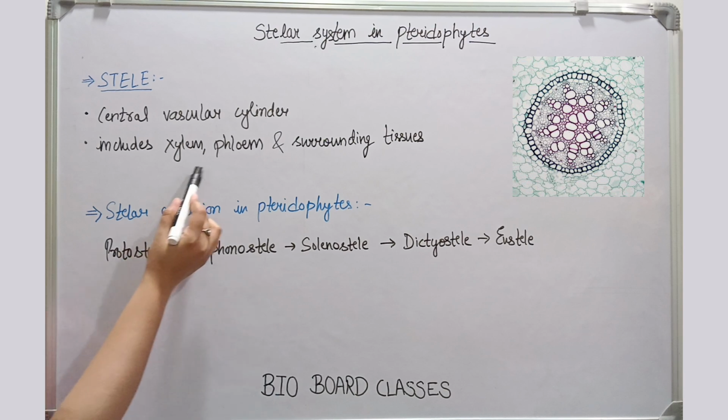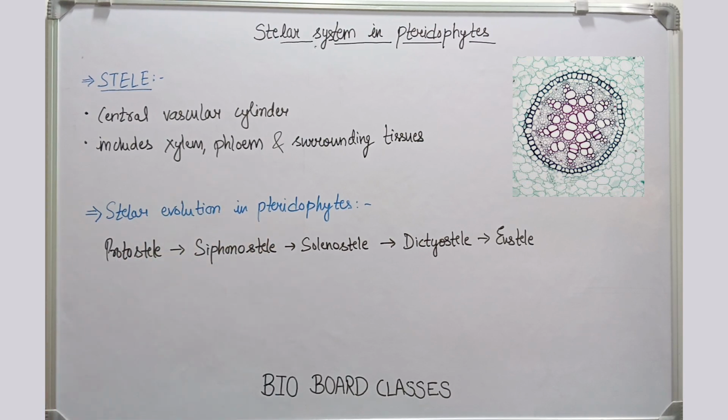It includes xylem, phloem and surrounding tissues like pericycle or endodermis, as you can see in this given figure. The dark boundary is the stele and it includes xylem, phloem and pericycle and also endodermis. In Pteridophytes, the Stelar system shows a wide variety of patterns helping in classification and understanding evolution. The Stelar evolution in Pteridophytes follows this general sequence: Protostele, Siphonostele, Solenostele, Dictyostele and Eustele.